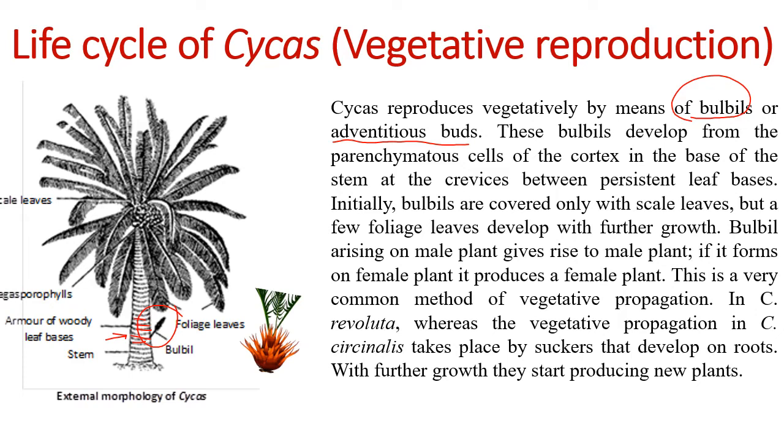A bulbil arising on a male plant will give a male plant, and similarly, if it arises on a female plant, it will give rise to a female plant. This is a very common method of vegetative propagation in Cycas revoluta, whereas vegetative reproduction in Cycas circinalis takes place by formation of suckers that develop on roots. With further growth, they can develop into new plants.